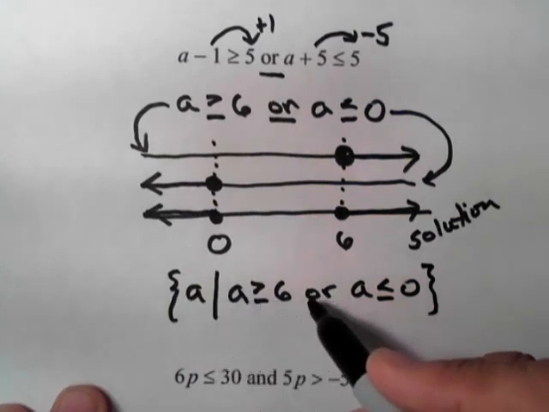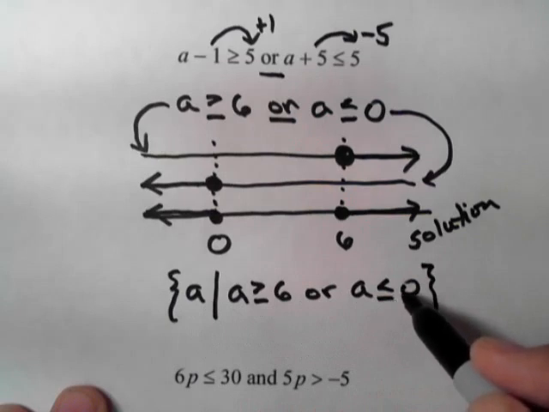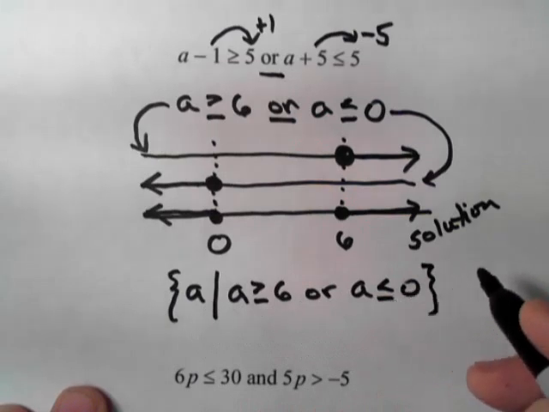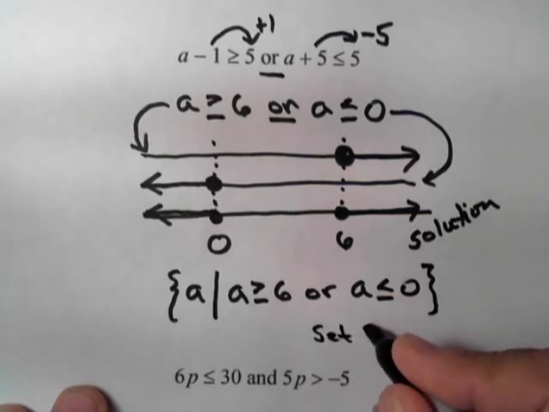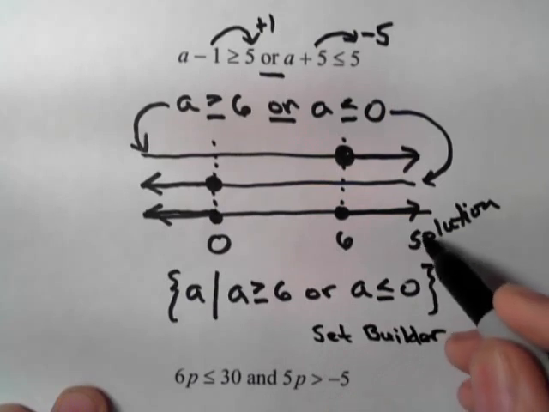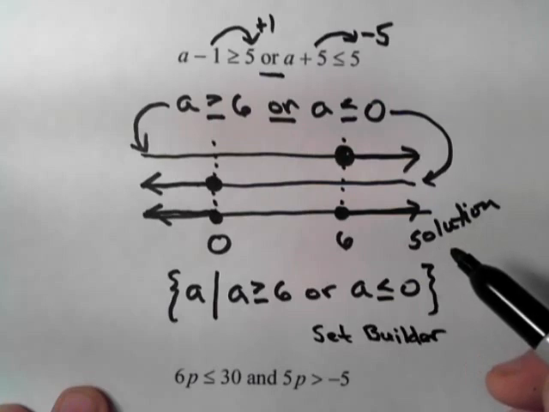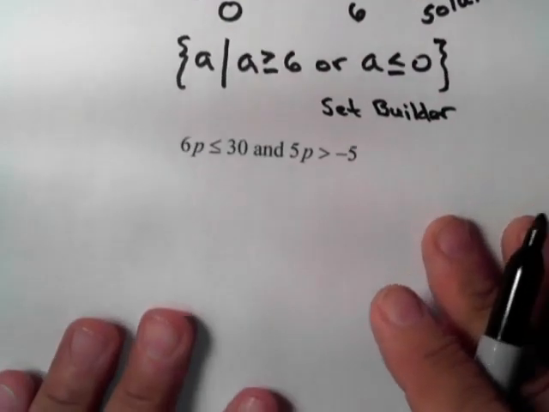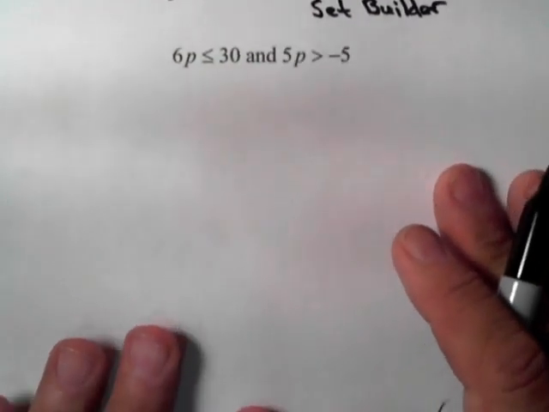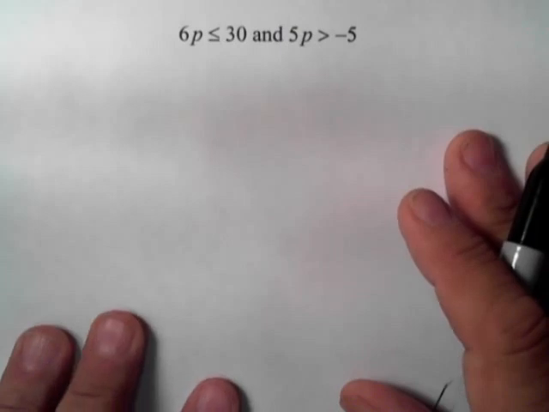This is all the A's such that A is greater than or equal to 6 or A is less than or equal to 0. So you can do it in set builder notation, or you can do it as a graph solution. In fact, you should be able to handle either one of these. Okay, let's look at a case now where we don't have or, but we've got the and situation.